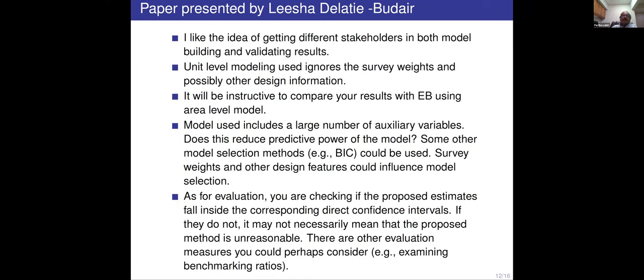I'm saying that because sometimes you might see the estimate zero and standard error zero by direct method because of very small area. And so if you consider the confidence interval, basically it's a point, right? So obviously any reasonable method that you propose may not cover this thing.